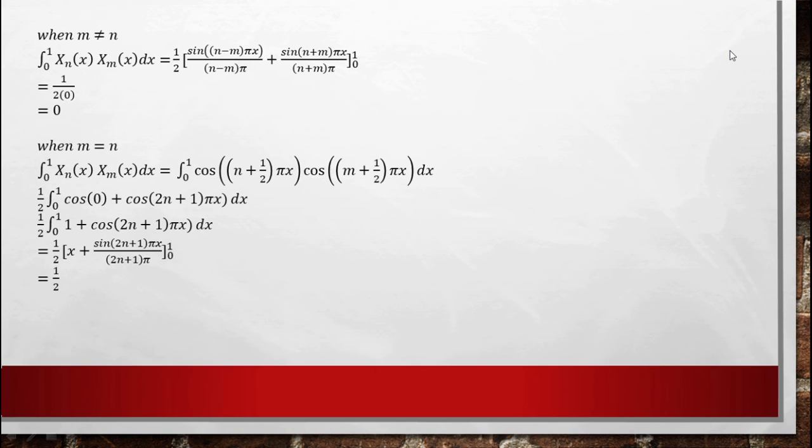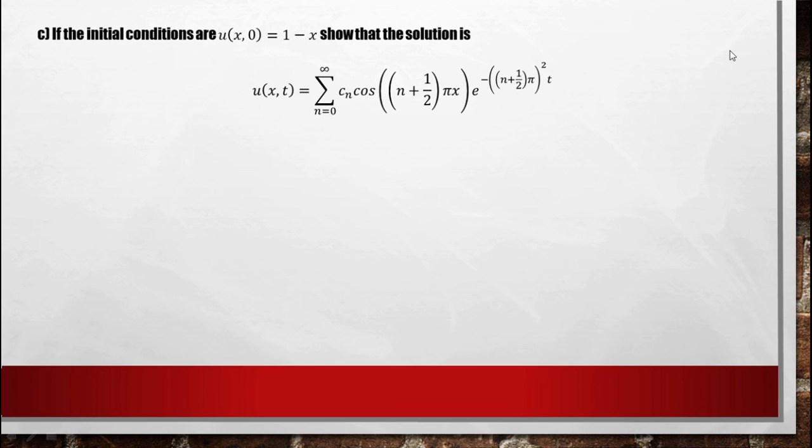C. If the initial condition is u(x,0) = 1 - x, show that the solution is u(x,t) = the summation from n = 0 to infinity of cn cos((n + 1/2)πx) e^(-(n + 1/2)²π²t), where cn is equal to 2 over ((n + 1/2)²π²).